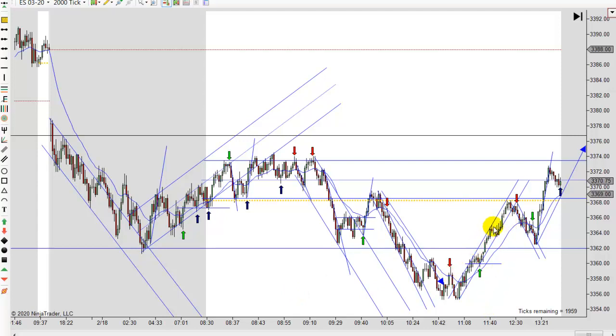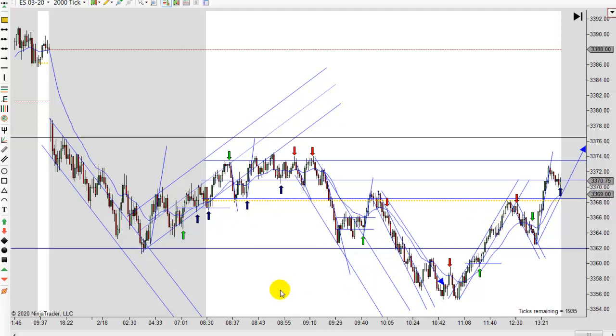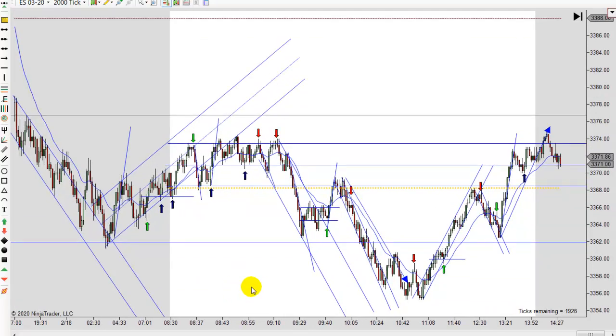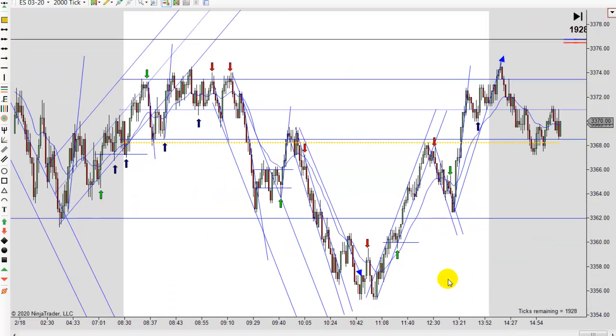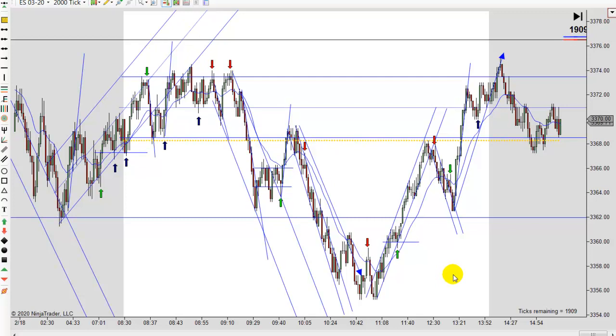If you did take one of these and your setups didn't look any better than mine, and you made money, don't get too excited because you probably didn't take a good trade, and you're just reinforcing probably a really bad habit that's going to cost you in the long run.